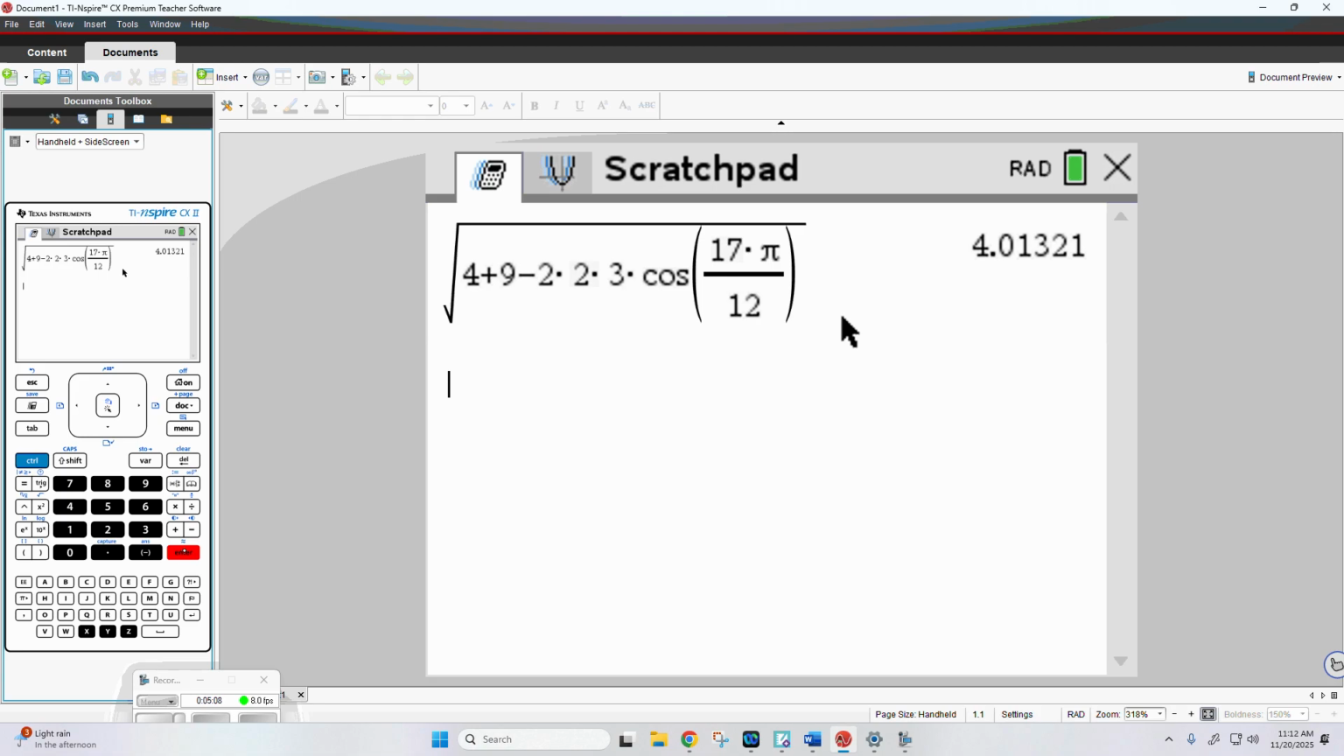Part of this is being able to input it in the calculator. Did anybody get anything different? Okay, so 4.01 units. Come on back over here.